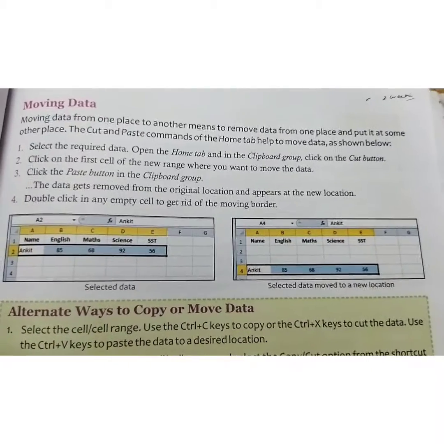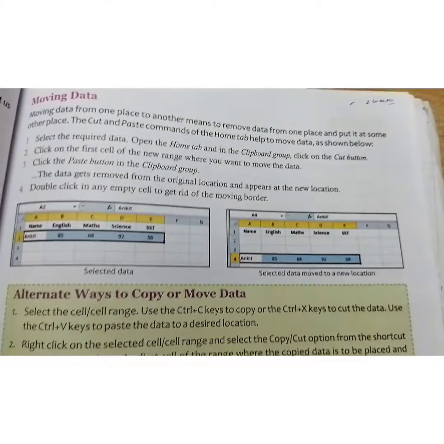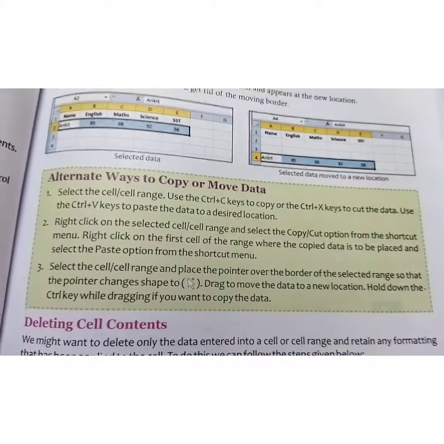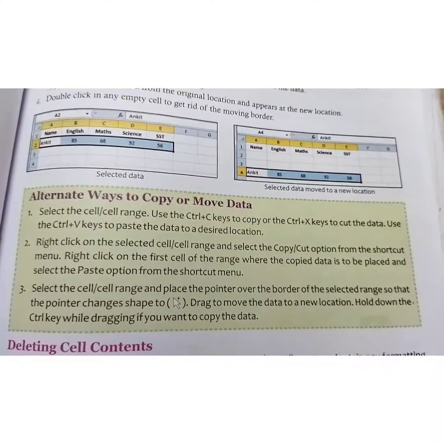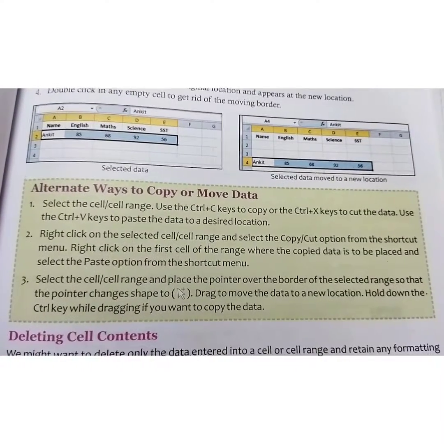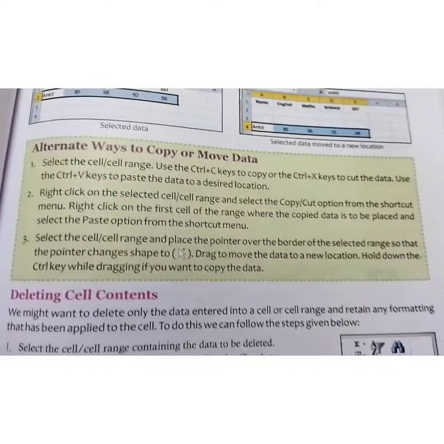Clear? So double click in an empty cell to get rid of the moving border. So this is moving data. So student, alternate ways you can use: for copy, use Ctrl plus C; for paste, use the shortcut key Ctrl plus V; for cut, Ctrl plus X. So use all these features. Clear?